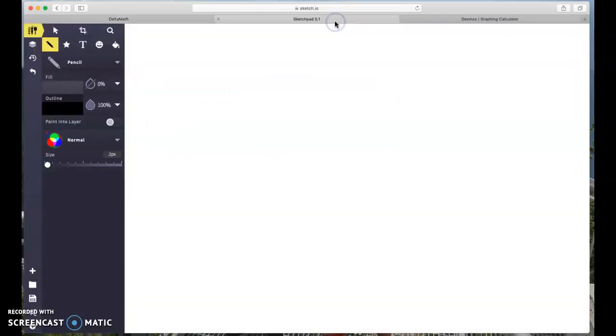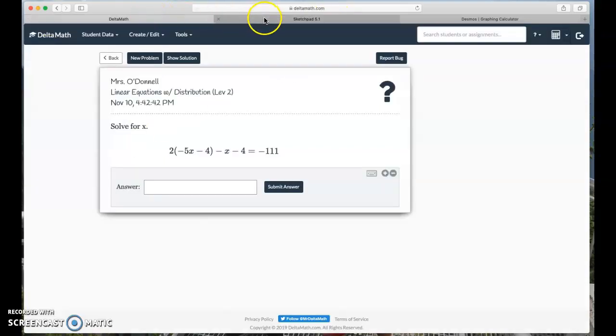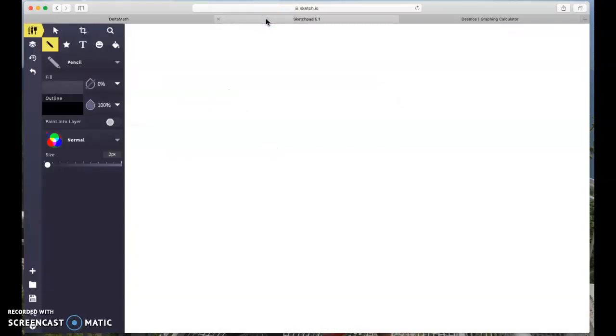So let's hop over to our sketch pad. Let's copy that over. 2 times the quantity negative 5x minus 4.